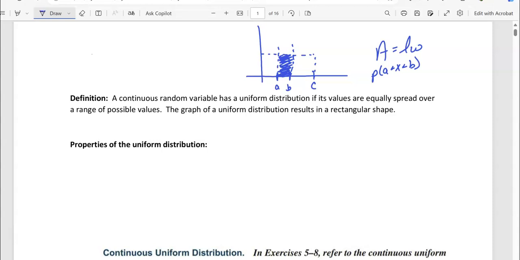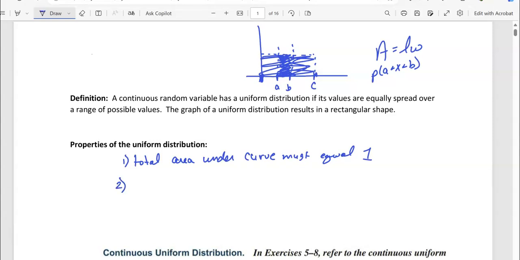So let's look at some properties of the uniform distribution. The first property is that the total area under the curve must be equal to 1. So if we were going back to this probability distribution, total area would be from here starting at 0 to C, and that would have to be equal to 1. The second property is that every point that's on the curve must be above the x-axis. So in other words, the vertical height has to be greater than or equal to 0.